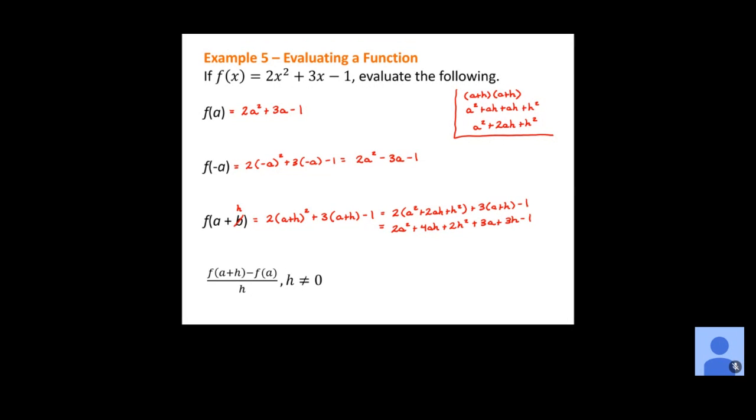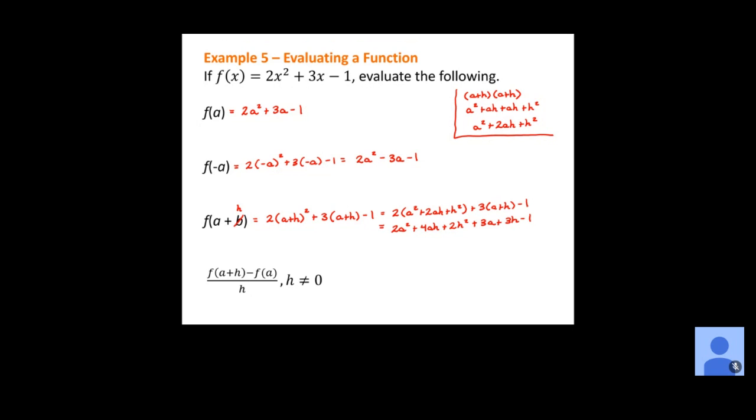All right, now if we look at this last one, now we're finding f of a plus h minus f of a all over h. And it just tells us here that h cannot be equal to 0 just because we can't have 0 in the denominator, right? So to find this one, I'm going to start with my f of a plus h. Well, I've already calculated that, right? That's what we just found on the last step.